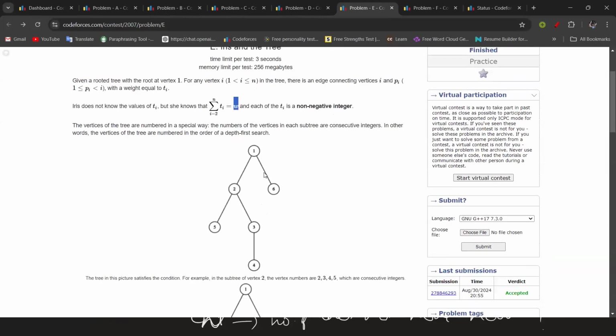This is what we are given. So we are given a rooted tree rooted at 1, and it is a weighted tree. Every edge has a weight, and that weight is some ti, and the sum of weights for all the edges is w. Now, every weight is non-negative. So there are no negative weights here, only non-negative weights.